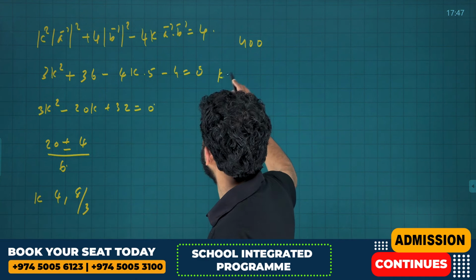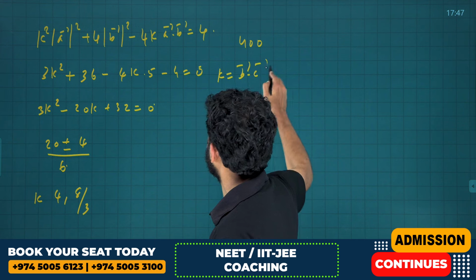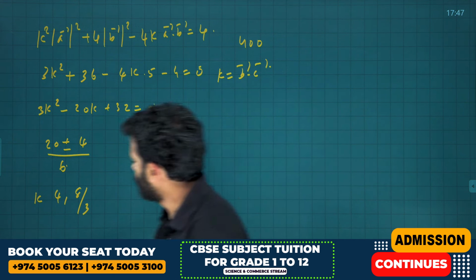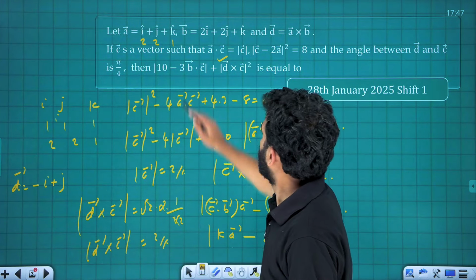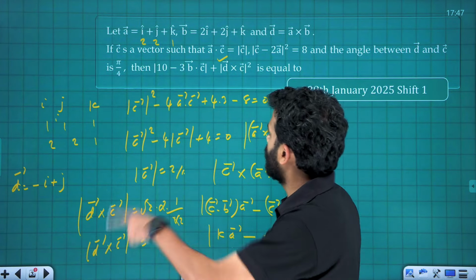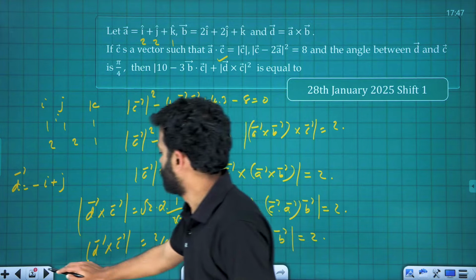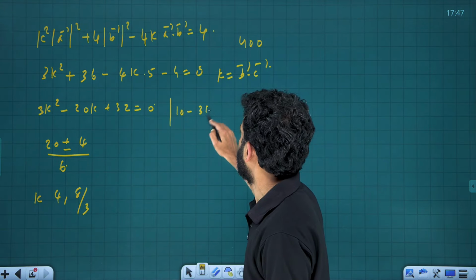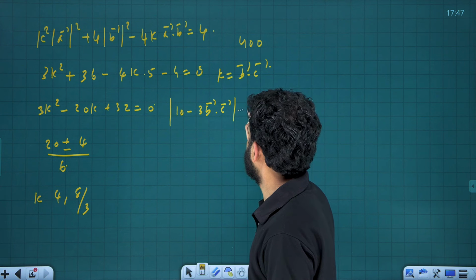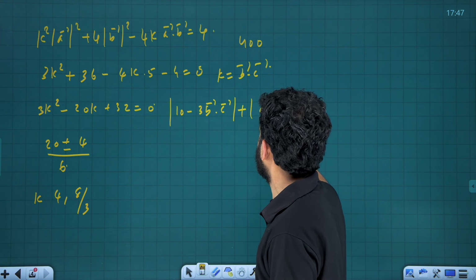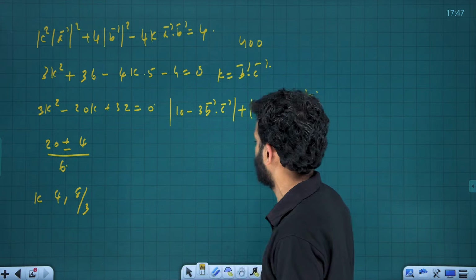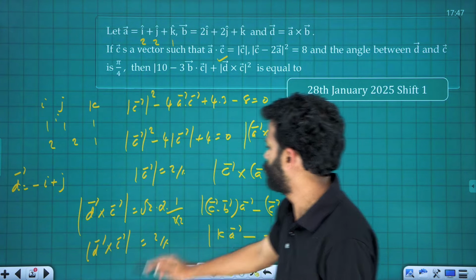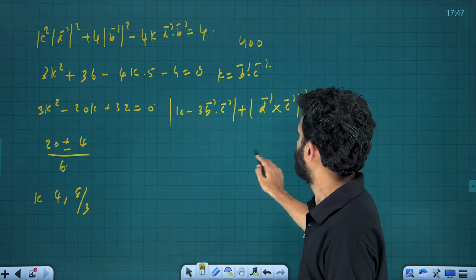So, we know that k is equal to what? Vector b dot vector c. Okay. I think it's done. Almost done. The value will be like the magnitude of 10 minus 3 into vector b dot vector c, plus magnitude of vector d cross vector c, the whole square. We already got the value of this one, right? Vector d cross vector c, that is 2. So, this becomes 2 square, that is what?